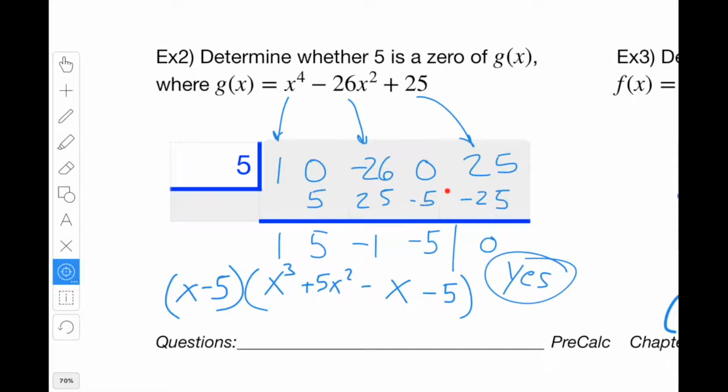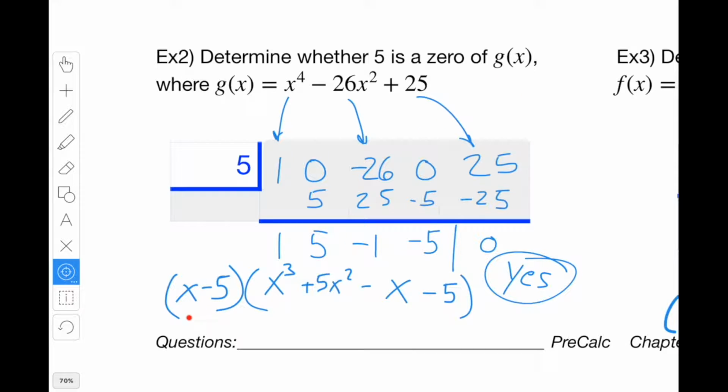You have to be very careful. So the coefficients are 1, the missing 0 for x cubed, minus 26x squared, plus 0x, plus 25. So you add, multiply by 5, add, multiply by 5, add, multiply by 5, add, multiply by 5, and get 0. Therefore, the remainder is 0, and 5 is a 0 of g of x.